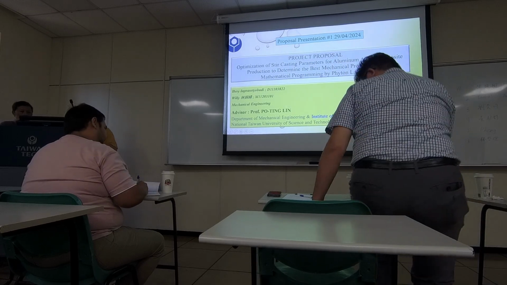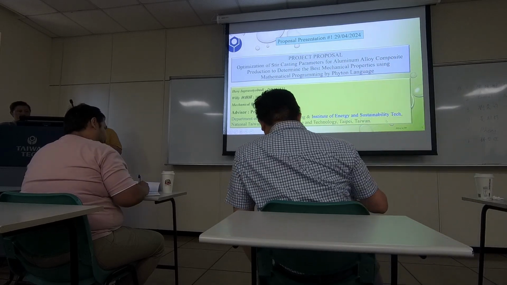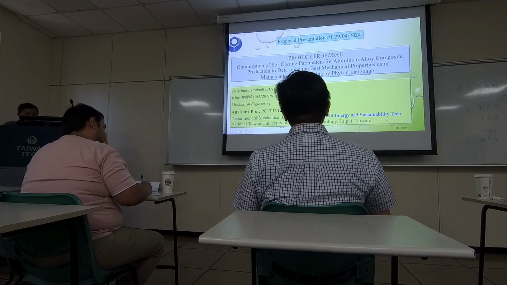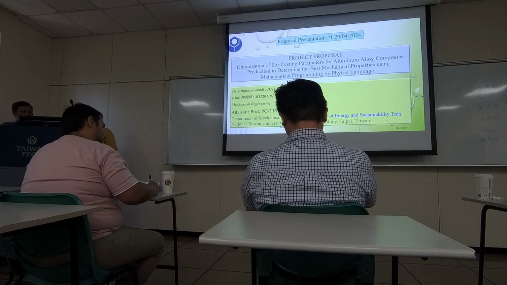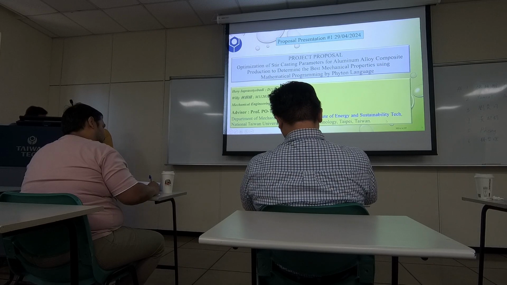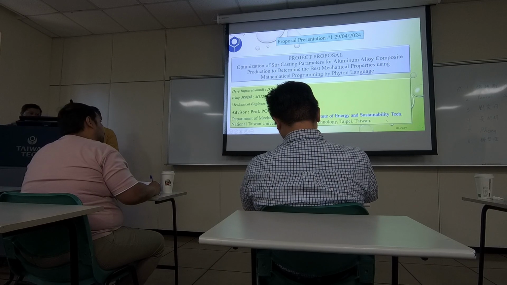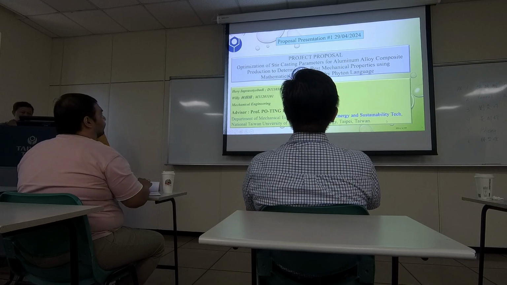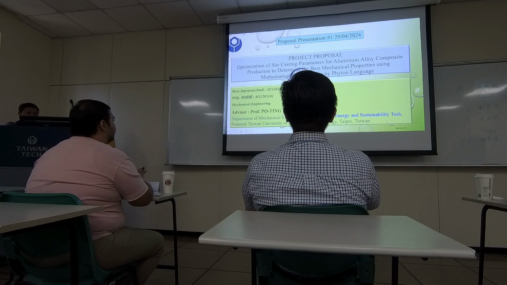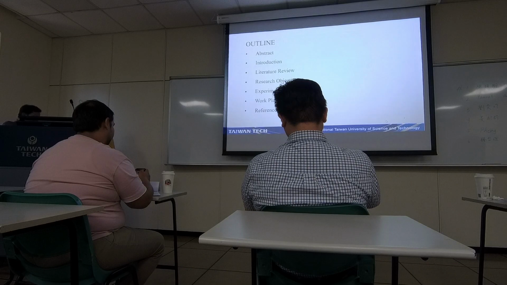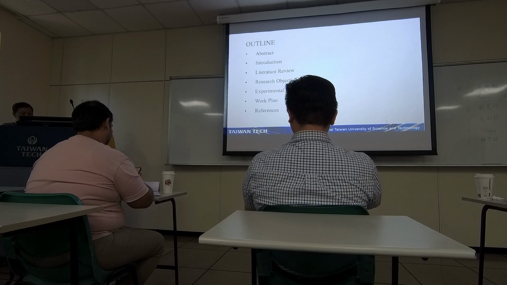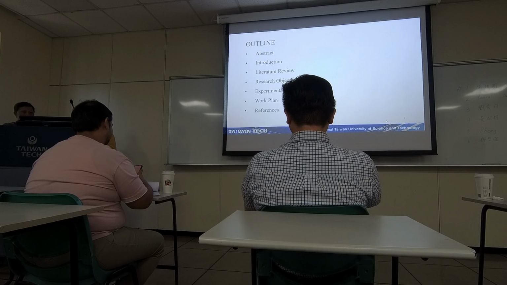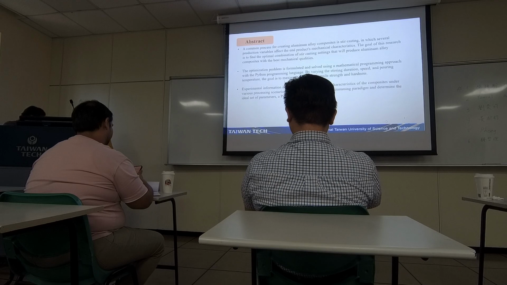Good morning, Professor, and good morning, everyone. We are teammates. My name is Willie, and he is my teammate, Harry. And our topic is optimization of stochastic parameters for aluminum alloy composite production to determine the best mechanical properties using mathematical programming by Python language. And this is our outline: abstract, introduction, literature review, research objective, experimental methodology, work plan and reference.